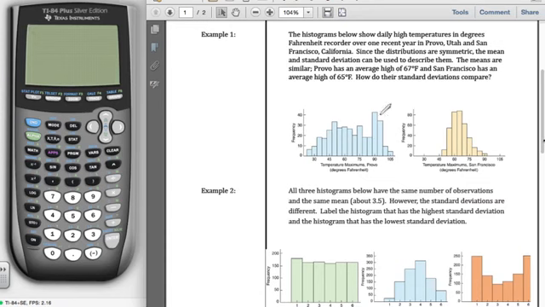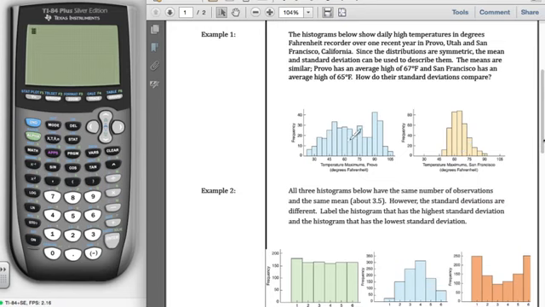Provo has an average high of 67 degrees Fahrenheit. That's towards the middle of its distribution, somewhere in here. And San Francisco has an average high of 65. We want to know, well, how would their standard deviations compare? Which one would be higher and which one would be lower?